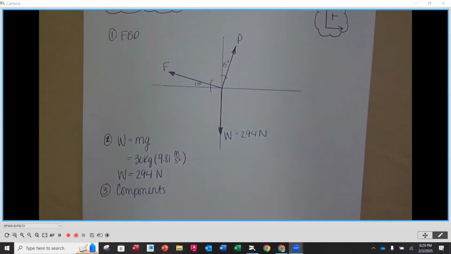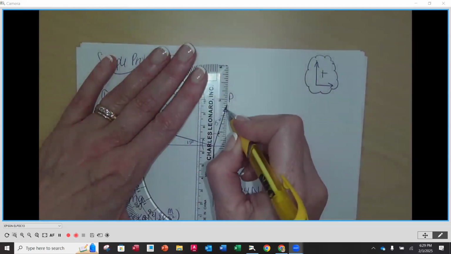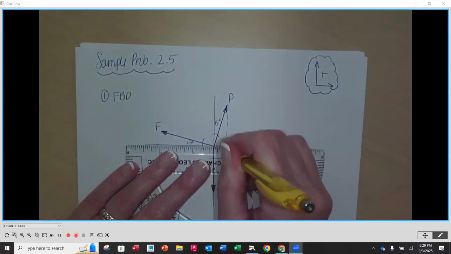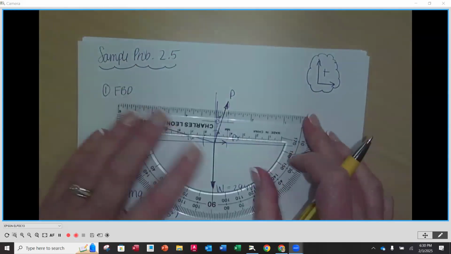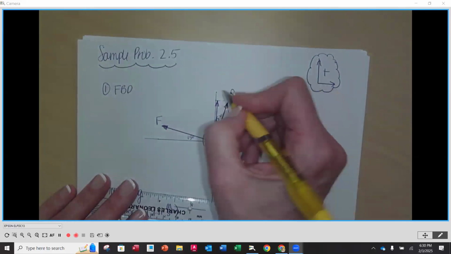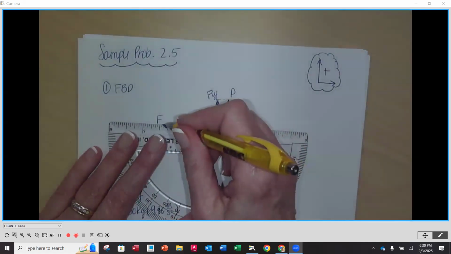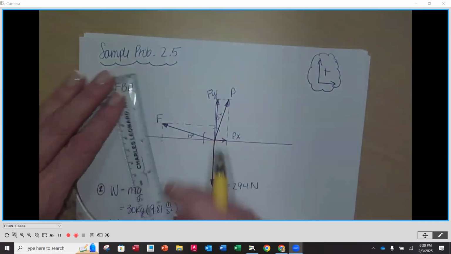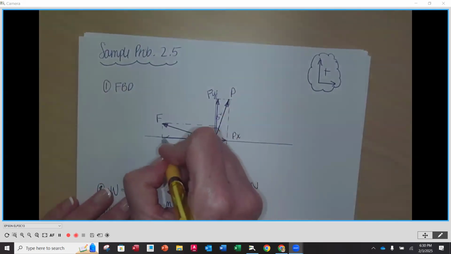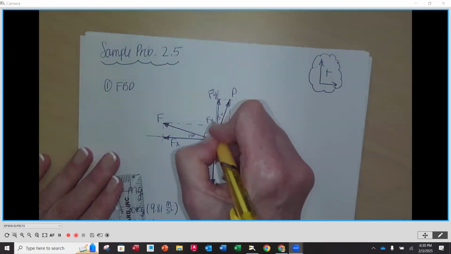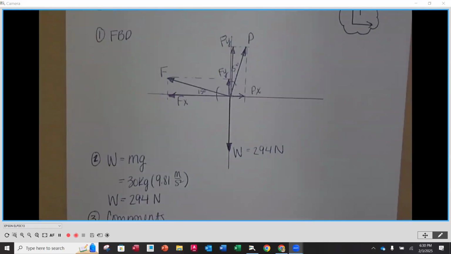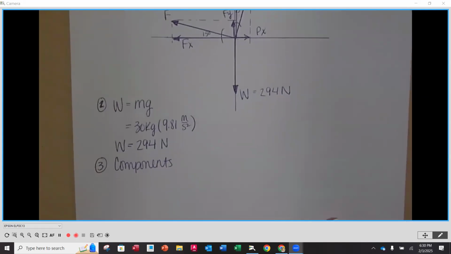So before we can do the calculations, we got to show them on our diagram, right? So go ahead and show your PX, your PY, your FX, and your FY. Let's see here. I could have gone a little bit larger. Because now my 15 degrees is PY. So now we can go ahead and calculate our components for PX and PY and FX and FY.